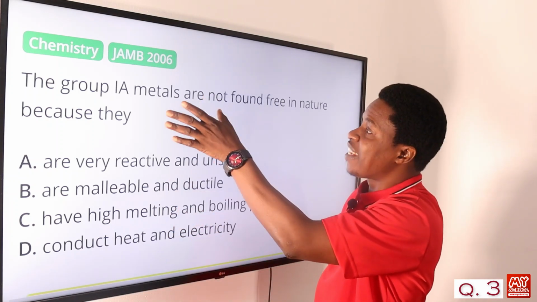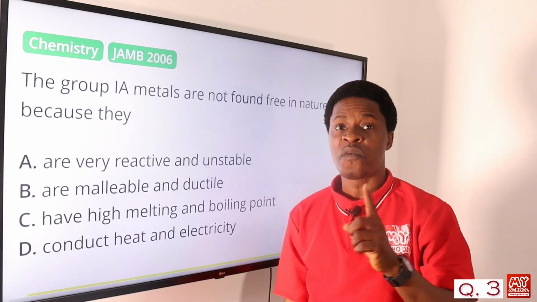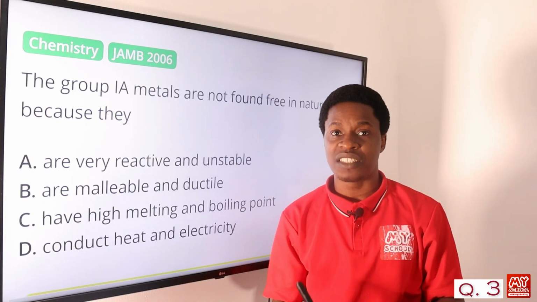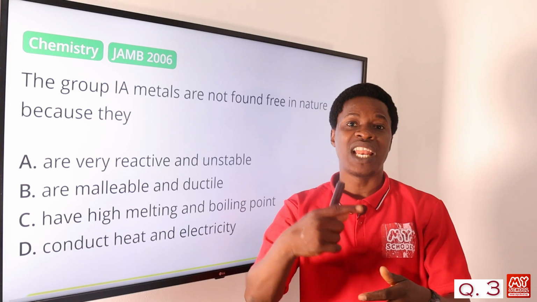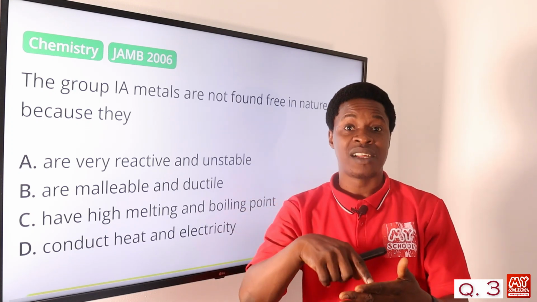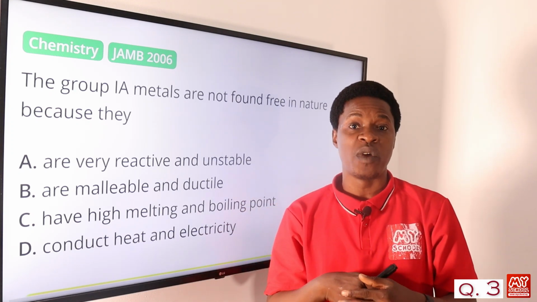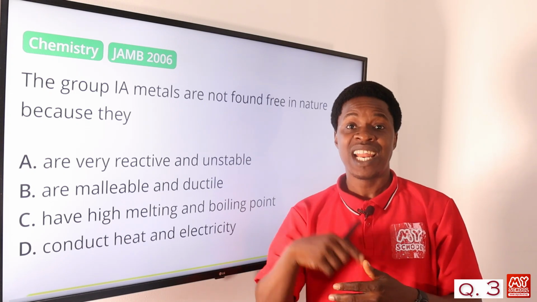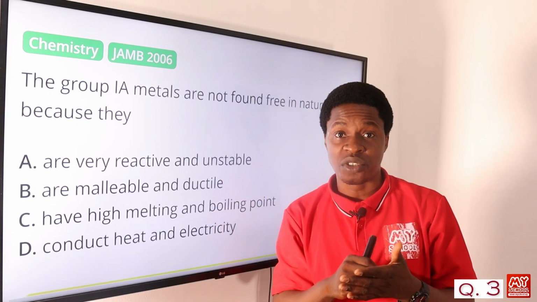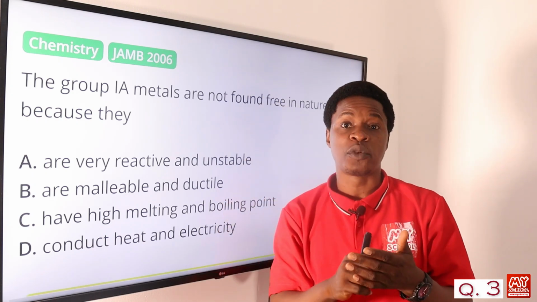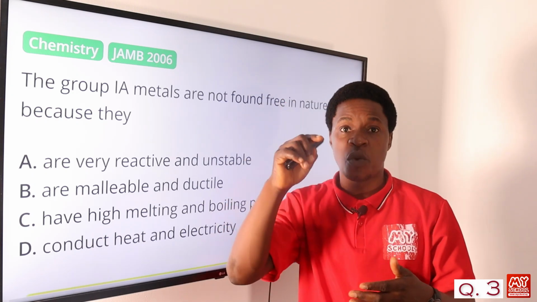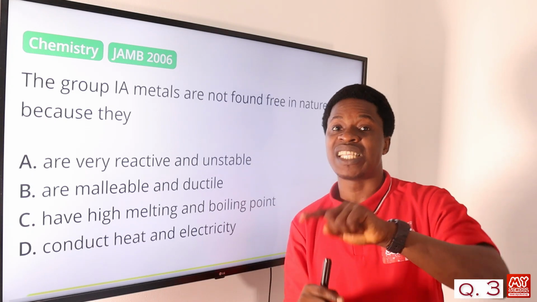So these are not found free in nature. Don't forget that alkali metals are rich in electrons. Okay, they have 1 electron in their outermost shell. That is why the ionic form is always positive. So you can see Li, lithium, positive. You see sodium, Na, positive. You see potassium, K, positive. So which means that they have 1 electron in the outermost shell.